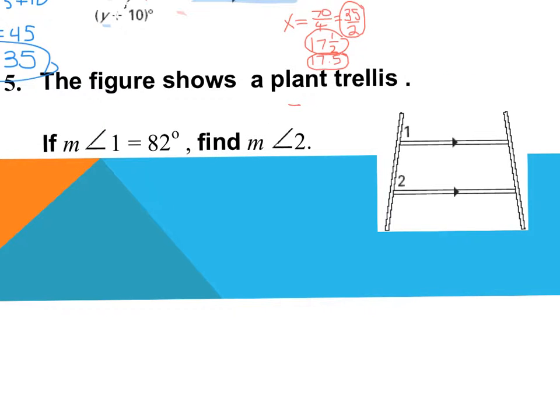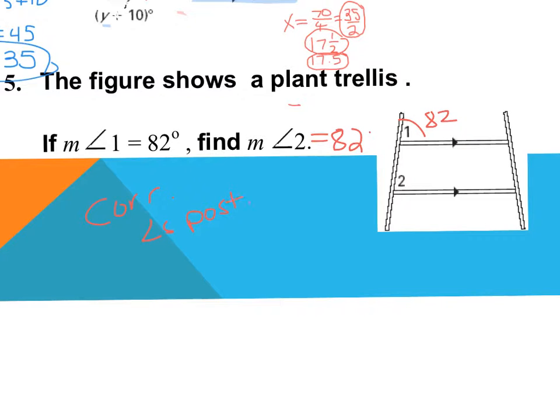All right, number 5 says the picture shows a plant trellis. If the measure of angle 1 is 82, find the measure of angle 2. So they just take what you know and apply it to a shape. What would be the measure of angle 2? 82 degrees. And how do you know that? Good. Corresponding angles, and that's the one that's the postulate, right? So corresponding angles postulate, if it asks you to write it.